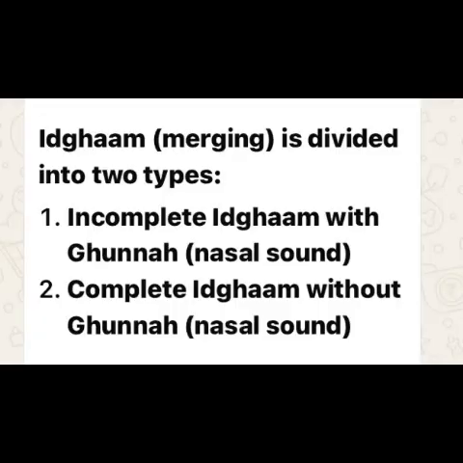إدغام ناقص بغنة means incomplete idgham with ghunna. While the second one, which is إدغام كامل بغير, we can even say بلا غنة, is the complete idgham without ghunna. Nasal sound, I think we all should understand what the word nasal means. Nasal is just a way of saying nose sound. So the sound we make with our nose, that's what nasal sound means.